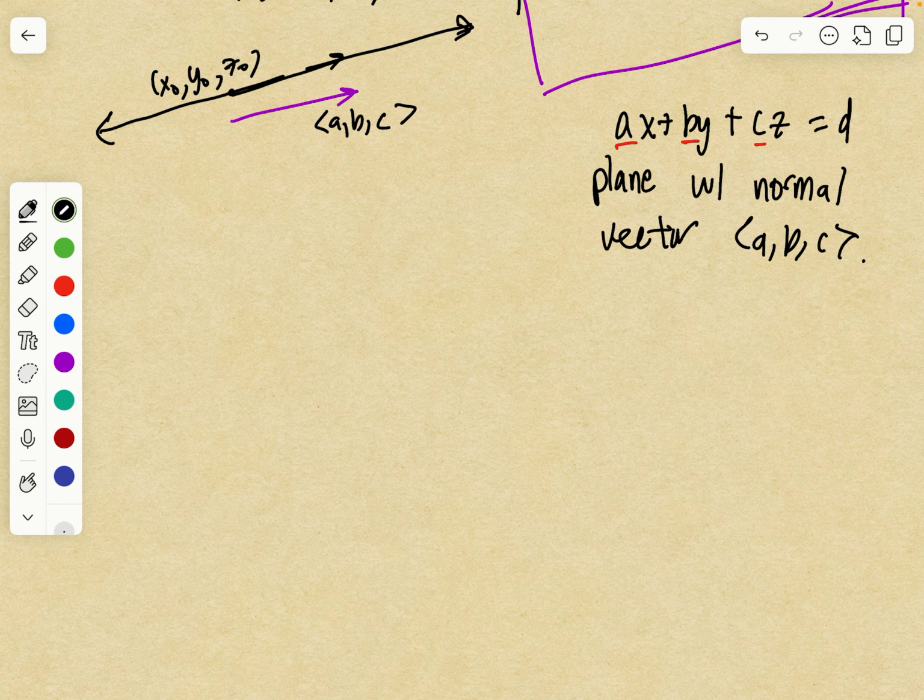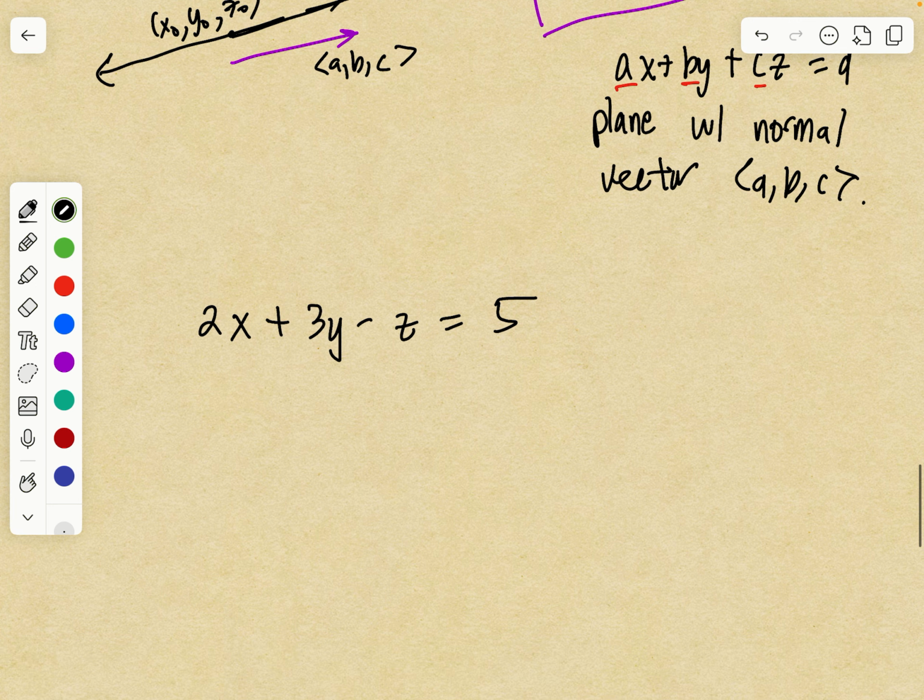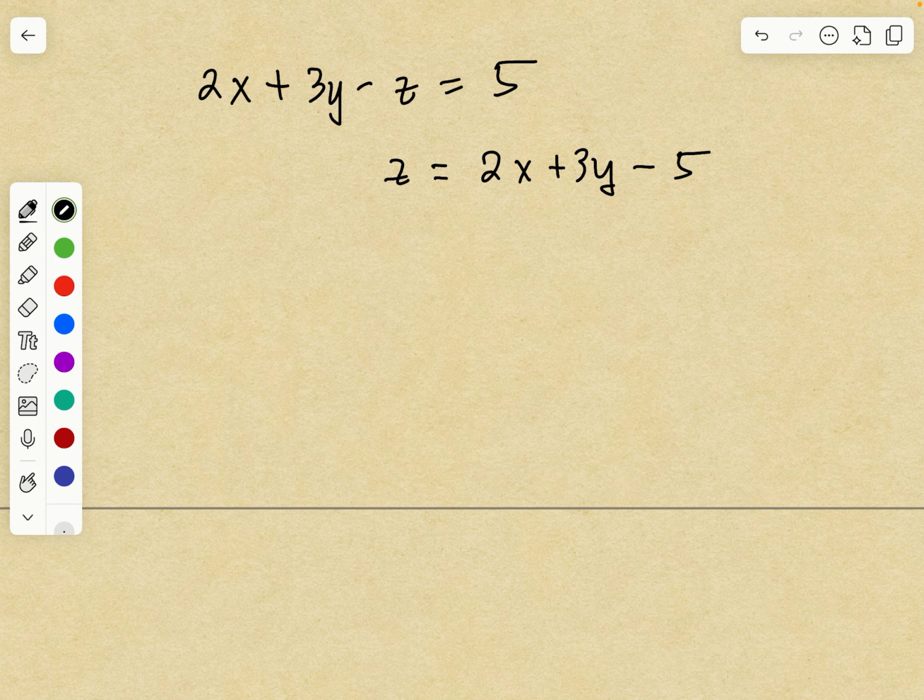So for instance, if I had 2x plus 3y minus z equals 5, when you look at that, you immediately think it's a plane. And by the way, you can also rearrange this. If I add z to both sides and then subtract 5, this is going to be z equals 2x plus 3y minus 5. One way I can think about this in terms of functions is to think of z as a function of x and y. So I could think of f of x, y equals 2x plus 3y minus 5.